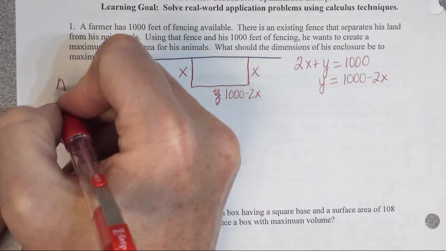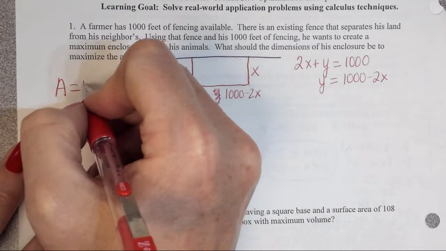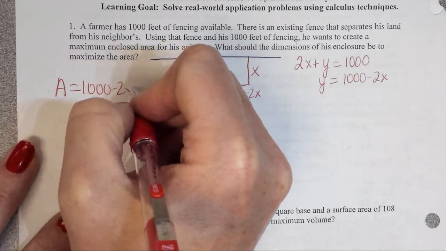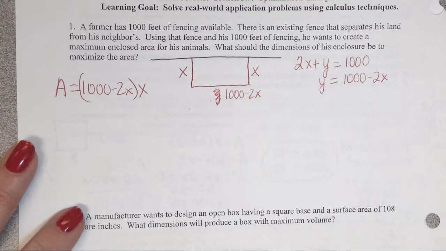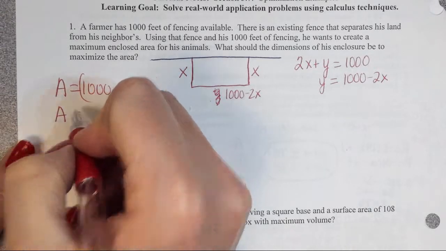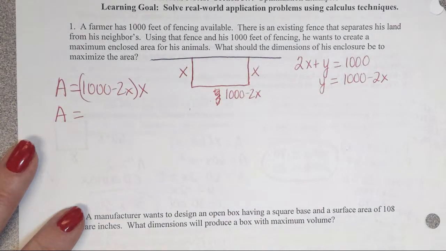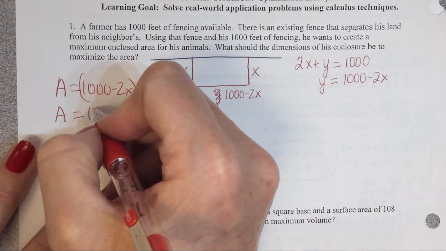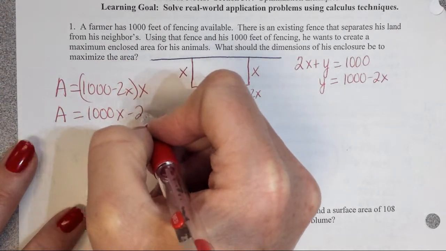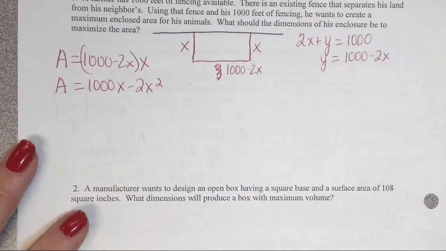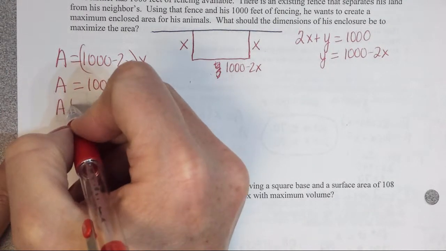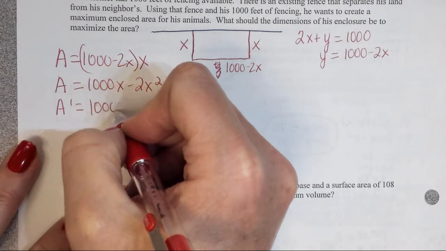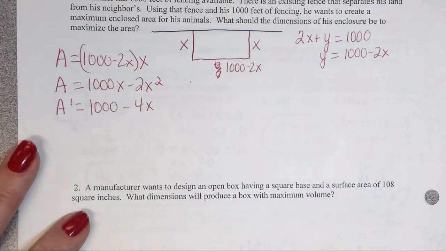The area now. Well, the area is going to be base times height, or length times width. What do I have to do with this area? Multiply it out to start with. 1,000x minus 2x squared. Now what? Take the derivative. That's going to be 1,000 minus 4x.